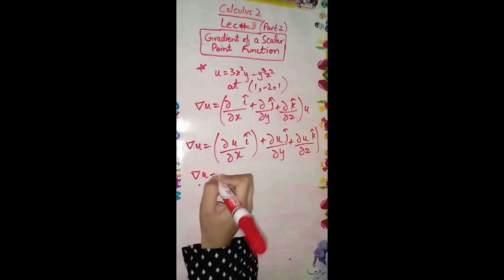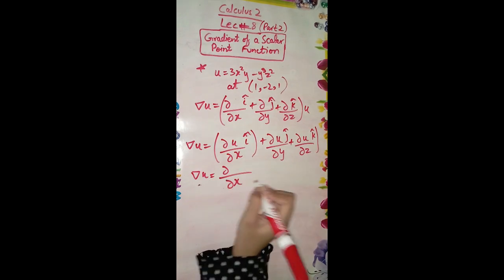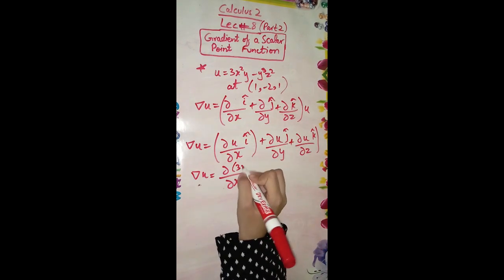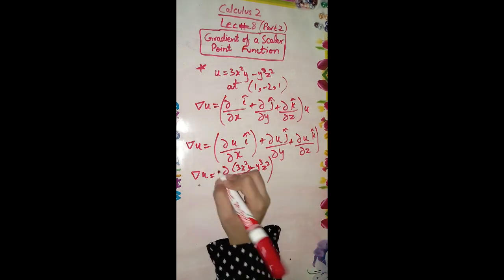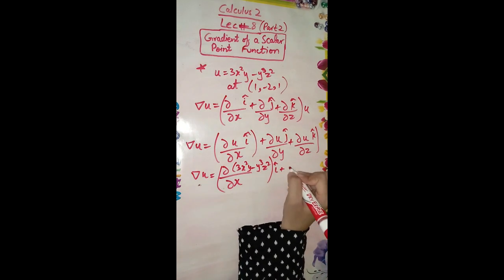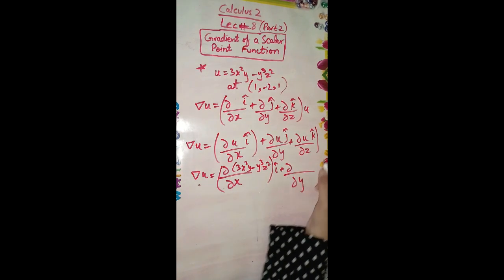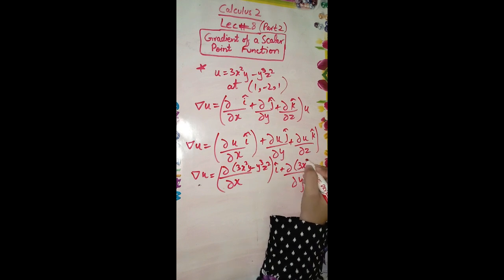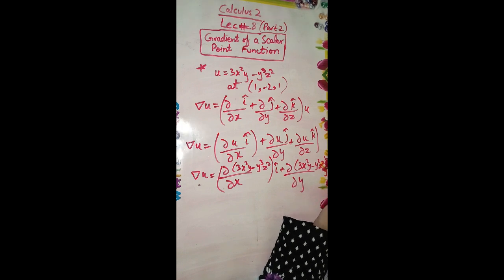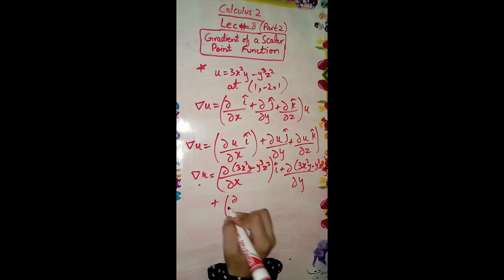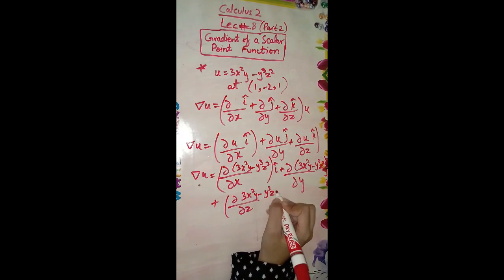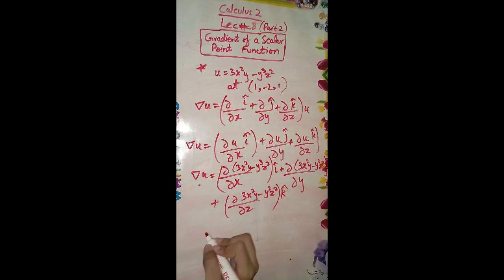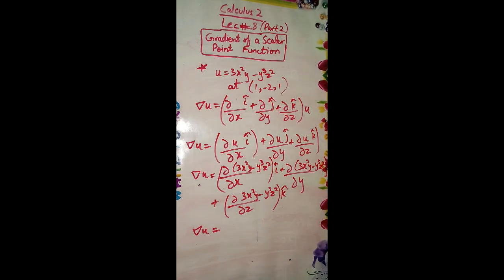Now we will put the values of u. Our value of u is 3x²y − y³z². So ∂/∂x of 3x²y − y³z² in the i hat direction, and ∂/∂y of 3x²y − y³z² in the j hat direction, and then plus ∂/∂z of 3x²y − y³z² in the k hat direction. Now we will take its derivative.